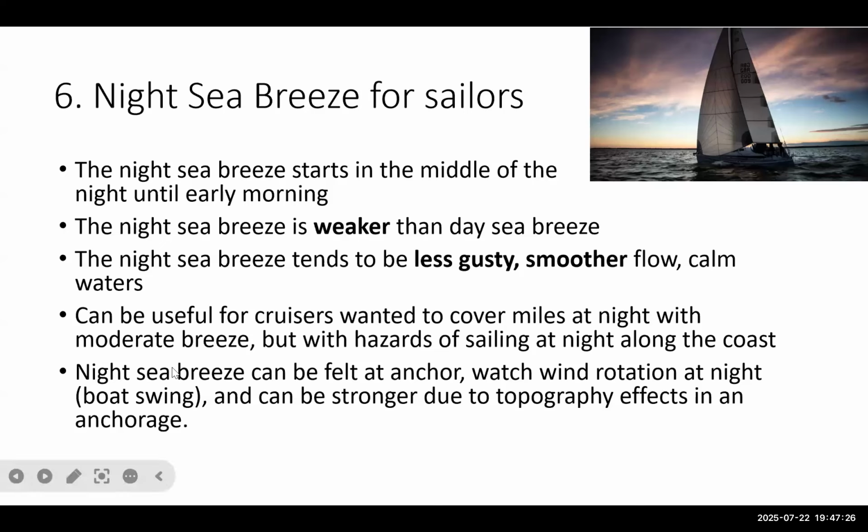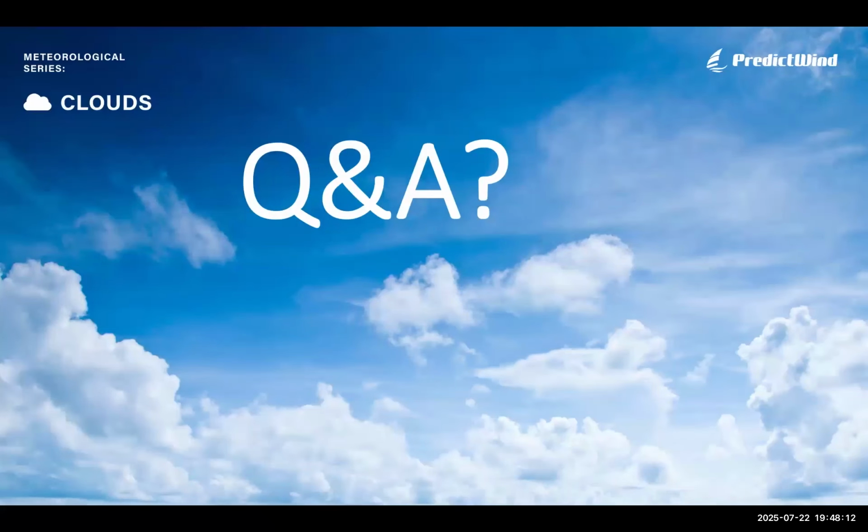And finally, you know, the night breeze can be felt if you spend the night at anchor. So you need to be careful about this wind rotation. When you arrive in the afternoon, you anchor with a certain direction, but the night breeze will be 180 degrees opposite, so the boat may swing. And finally, yes, the breeze is calmer, smoother at night, but you still have some topography effects in an anchorage, and some anchorages can actually have a strong night breeze, and you may have a strong offshore wind waking you up because the anchor is dragging. So this is it, and we are now at the end of this presentation.